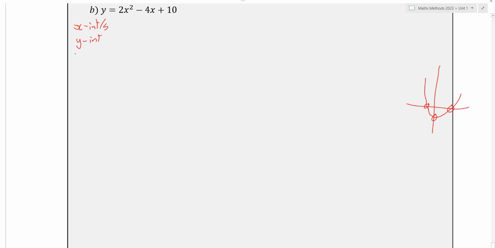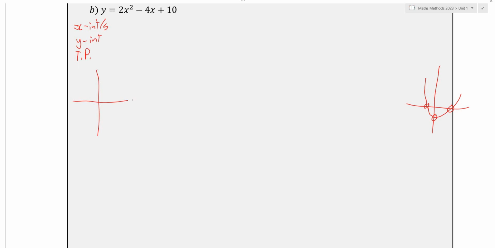We also need to find the TP. Once we have the TP, we're going to plot it on a set of axes. Once we have those three things, we can draw in the dots of those critical points, and from those critical points, we can do a pretty good sketch of what our curve should look like.